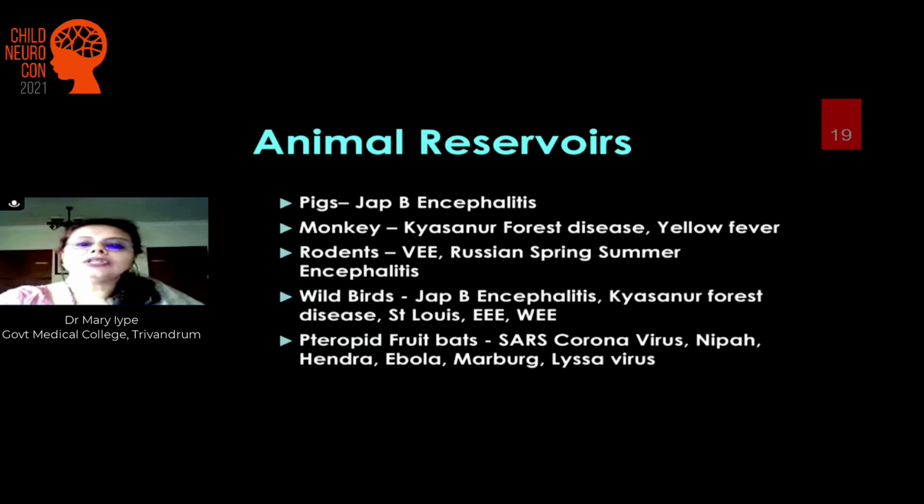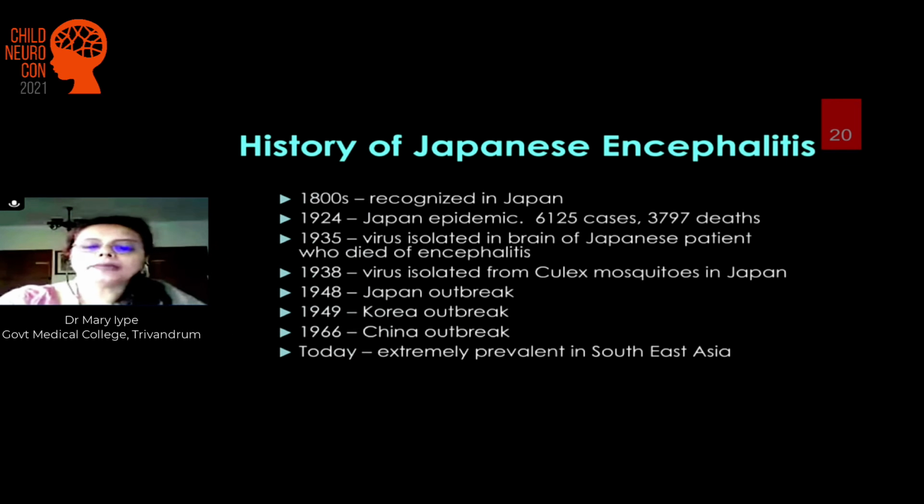The history of Japanese encephalitis is most important in the epidemiology of viral encephalitis because it was recognized in Japan in 1800. In 1924, there was a Japan epidemic where there were 6,125 cases and 3,797 deaths. In 1935, the virus was isolated in the brain of a Japanese patient who died of encephalitis. And in 1938, the virus was isolated from the Culex mosquito in Japan. And there were outbreaks in Japan and Korea and China. And today, the disease is extremely prevalent in Southeast Asia. The prevalence is coming down with the Japanese encephalitis vaccine.